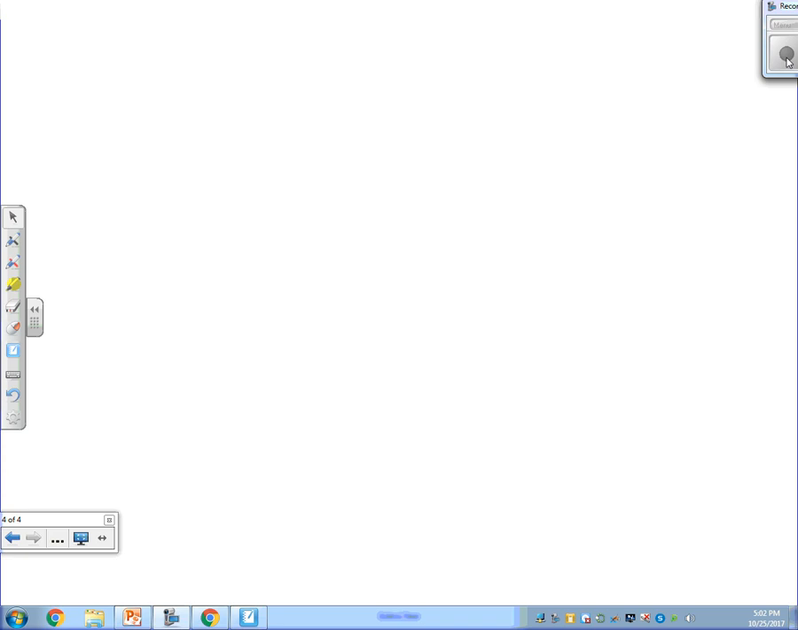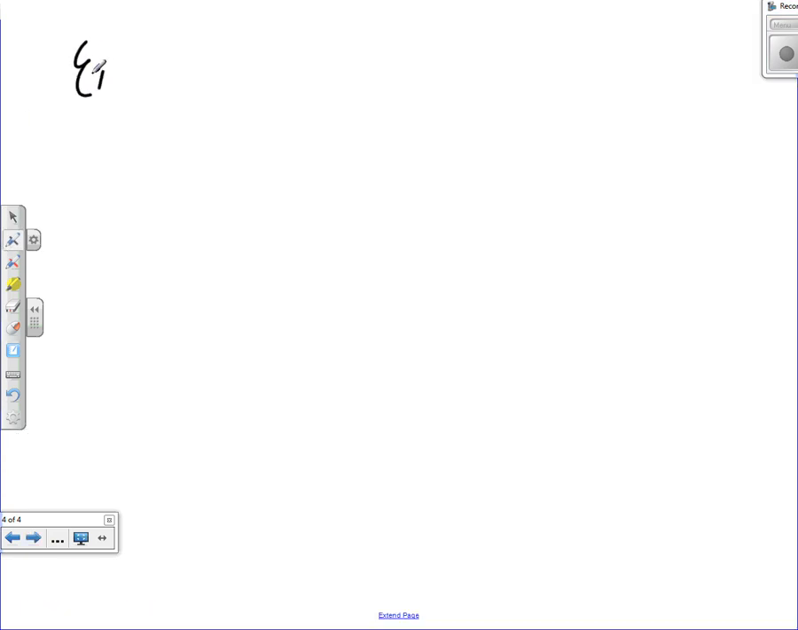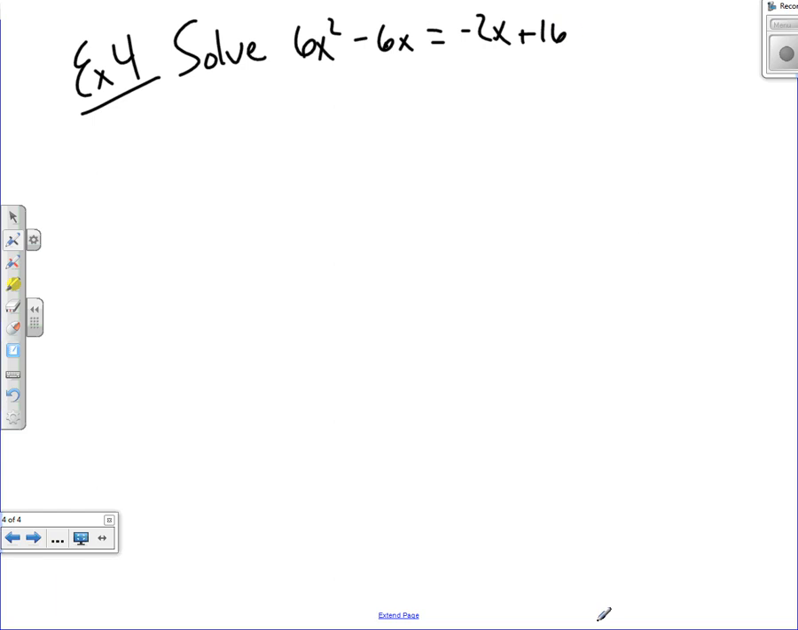Woohoo! Example 4. More of this factoring quadratics and solving them. This next example, we're going to turn up the heat a little bit because I think you guys are that good. I think you can handle it. All right, let's say that we want to solve something like this. 6x squared minus 6x equals negative 2x plus 16. All right, what's our first step?